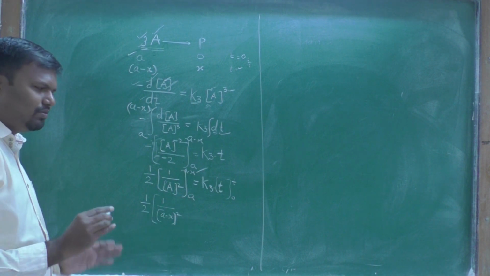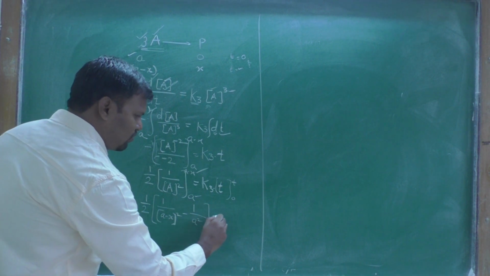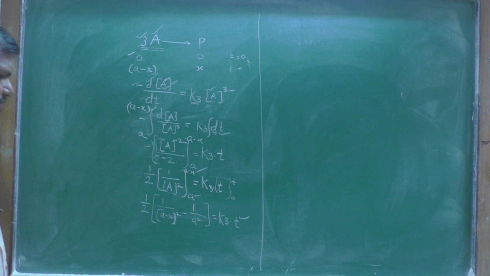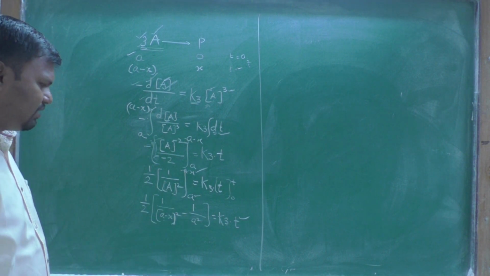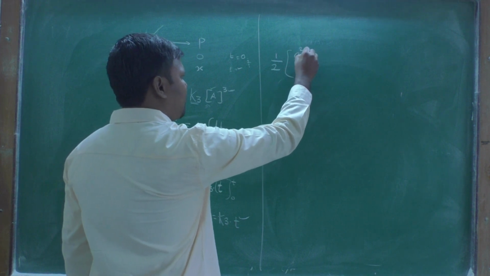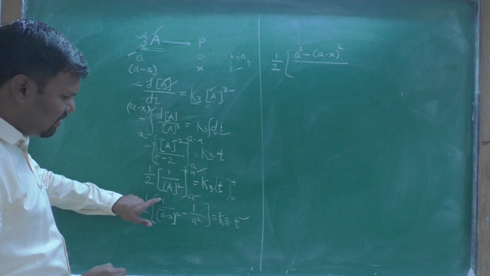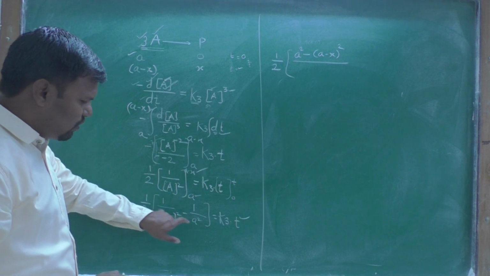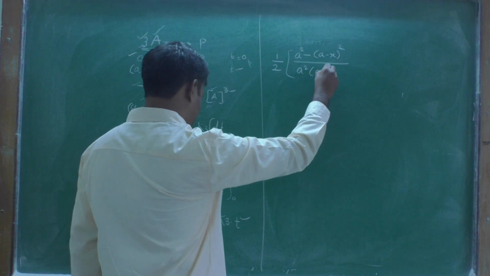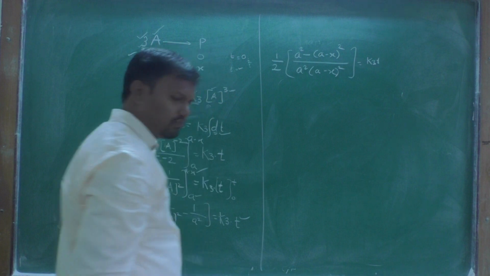Upper limit minus lower limit, always performing like that, minus lower limit. Lower limit was A, therefore A square is equal to K3T. Okay, we directly write T minus 0. Therefore, by simple cross multiplication, we will obtain 1/2 of A square minus A minus X square upon, okay, simple multiplication: A square is multiplied to this, A minus X square multiplied to this, and A square into A minus X square on this side is equal to K3T. Okay, isn't it?